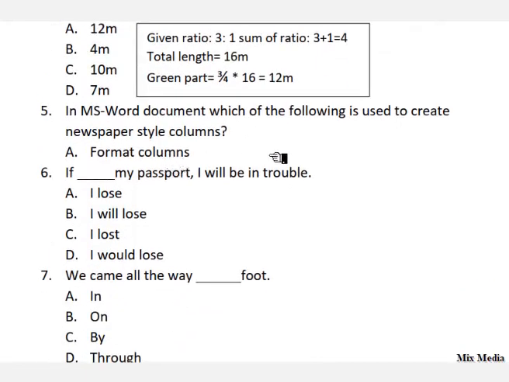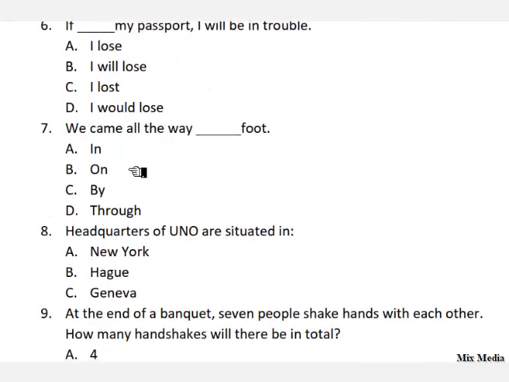Question 5. In MS Word document, which of the following is used to create newspaper style columns? So that's the format columns. Question 6. If dash my passport, I will be in trouble. So the correct option here is I lose. Question 7. We came all the way dash food on food.